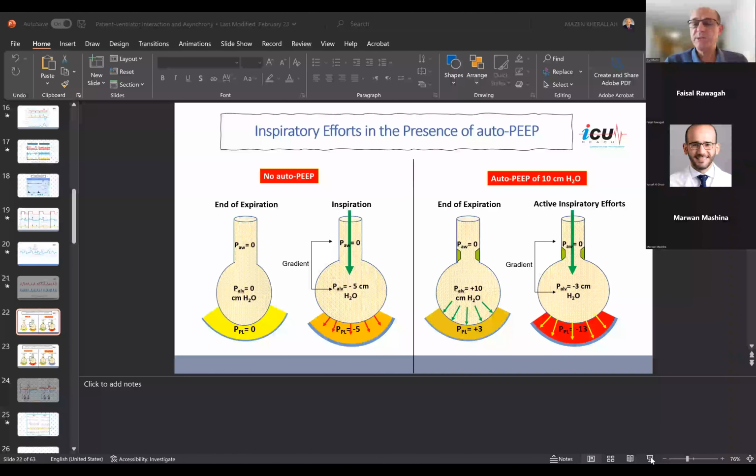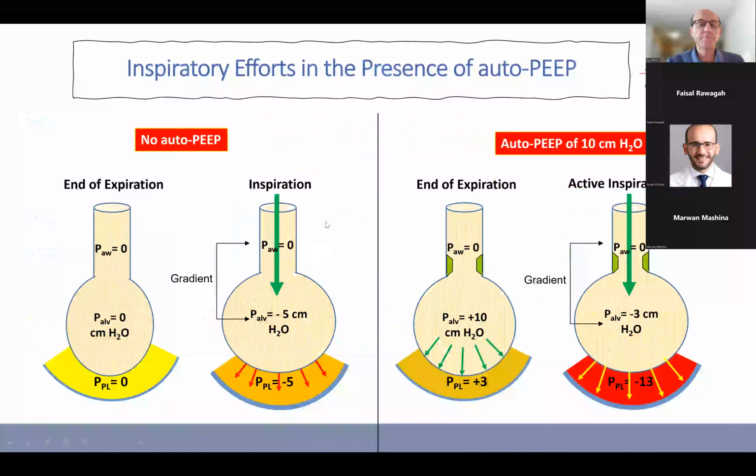So let's try to explain. You see my screen, right? Yes. Okay. So on the left side here, you see end of expiration and inspiration. And this is a patient with no auto PEEP. How does this patient breathe, or how does he trigger the ventilator? So we breathe with negative pressure ventilation, and we trigger the ventilator with a negative pressure. The negative pressure will create a gradient, and that gradient will generate a flow. That flow can be sensed by the ventilator, and we trigger the ventilator.